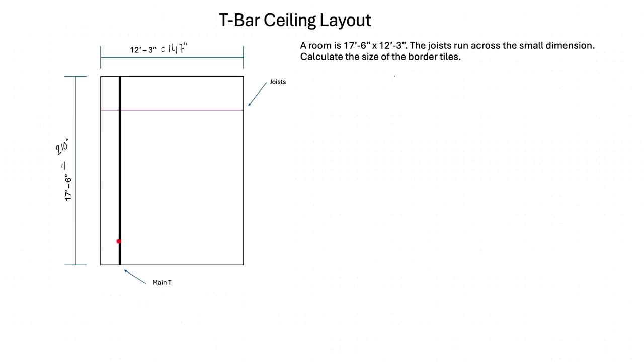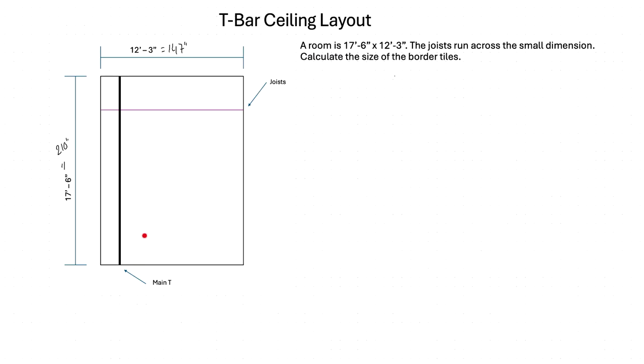So when we say calculate the size of the border tiles, we want to find the dimension of the tiles around the borders. The idea is that we always have a minimum of 50%, so minimum half a tile left over. So if the tiles are 2 by 4 feet, on the 2 foot direction we don't want to end up with 5 inches on the end. It just looks real stupid. So we always want to end up with more than half. It just makes it look really nice and even.